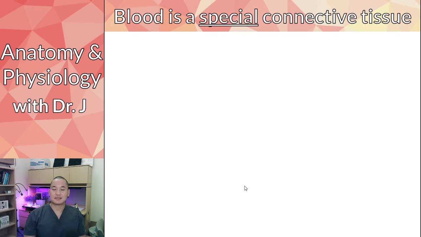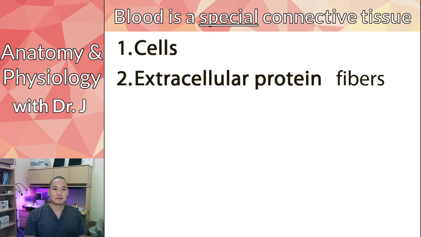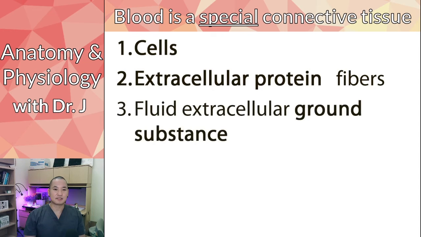Alright, so the thing is that, remember that blood is a special connective tissue. It is a fluid connective tissue. And connective tissues, they have three things in common, right? They have cells, they have protein fibers, they have ground substance. But again, remember, blood is fluid, right?